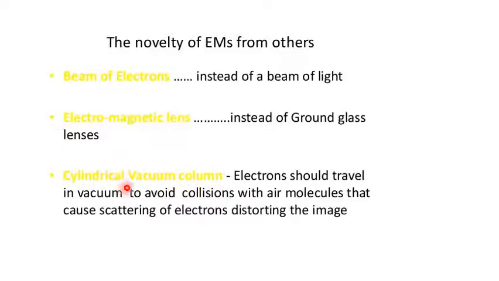In this cylindrical vacuum column, electrons should travel in vacuum to avoid collision with air molecules that cause scattering of the electrons, distorting the image. So air should be absent when the electrons are traveling, because with the air molecules the electrons will collide and scatter, and a clear image of the material will not be obtained. That is why cylindrical vacuum columns are used.